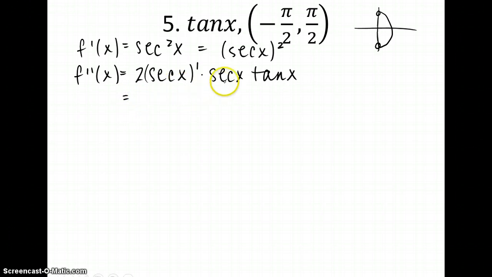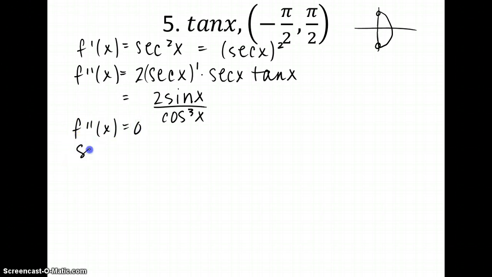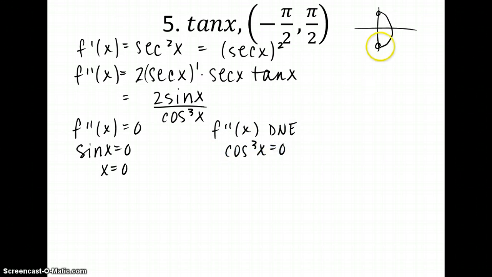Let's rewrite this as a fraction. Secant is a reciprocal of cosine. Tan is sine over cosine. So this would be 2 sine x over cosine cubed of x. Second derivative is 0 where the sine function equals 0 on this interval. So that occurs at 0. Second derivative does not exist where the denominator would be 0. But between negative pi over 2 and pi over 2 on the open interval, that never occurs.